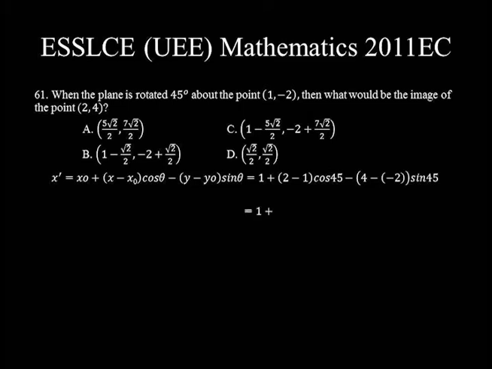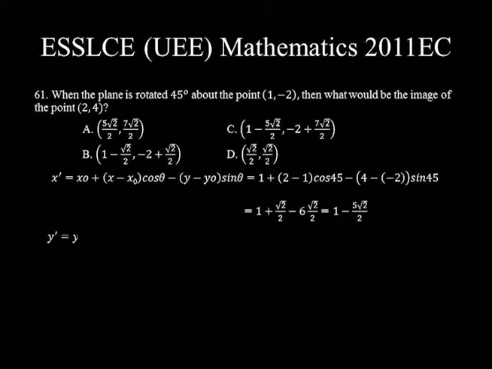which is equal to 1 plus 2 minus 1 is 1, 1 times cos 45 is root 2 over 2, minus 4 minus negative 2 means 4 plus 2, that's 6, times sine 45 is root 2 over 2, which is equal to 1 plus root 2 over 2 minus 6 root 2 over 2 is 5 root 2 over 2.